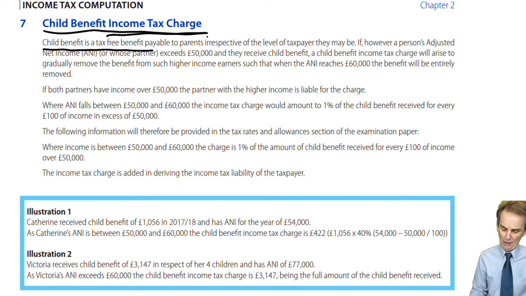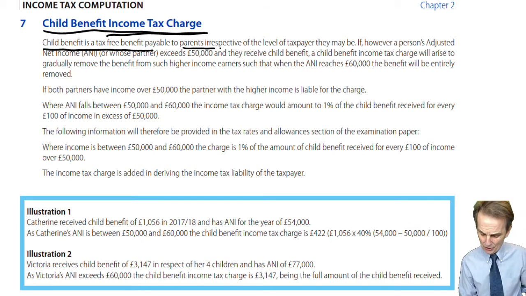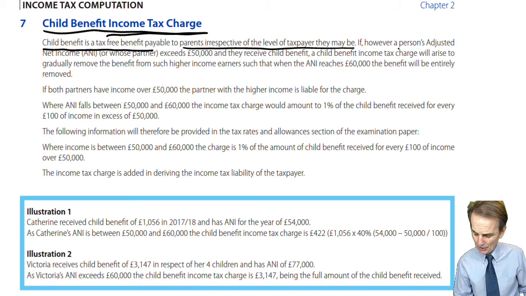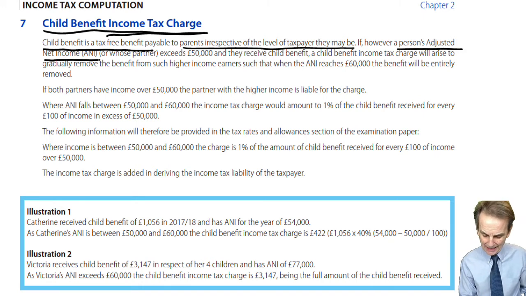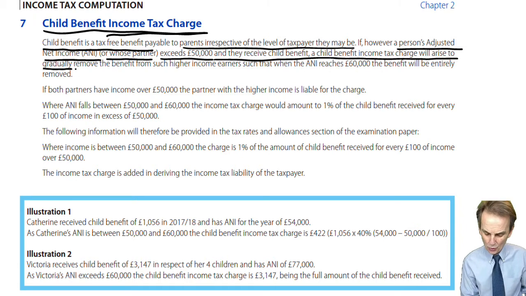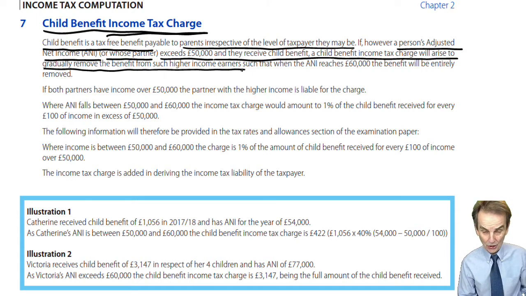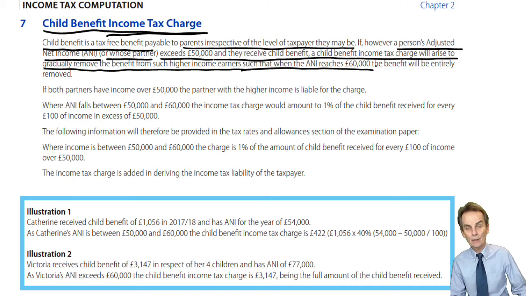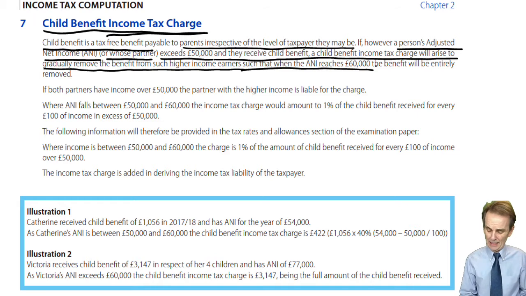So what are we told in the note, therefore? Again, payable to parents to begin with, irrespective of the level of taxpayer they may be. If, however, a person's adjusted net income or whose partner's adjusted net income exceeds £50,000 and they receive child benefit, a child benefit income tax charge will arise to gradually remove the benefit from such higher income earners, such that, as we said a moment ago, when that adjusted net income reaches £60,000, at that point you'll have a child benefit income tax charge.